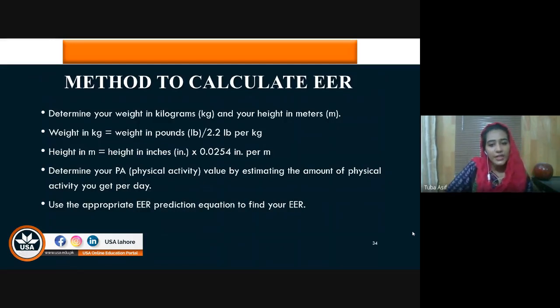So now how can we calculate the EER? We need to determine your weight in kilograms and your height in meters. Weight in kilograms is calculated by dividing the number of pounds by 2.2 pounds per kilogram. For example, if one weighs about 172 pounds, we divide it by 2.2 to get the answer in kilograms, which is about 72 kilograms. We need to calculate the height in meters, and for that we convert the height into inches, then multiply it by 0.0254 meters per inch. Then determine your physical activity factor, then use the appropriate EER prediction equation to find your EER.